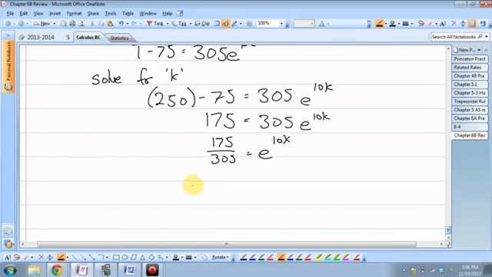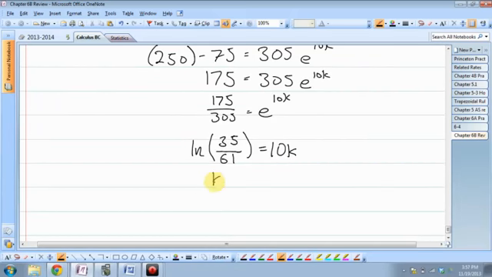Let's take a natural log. Natural log of, let's see, 175. We can divide these by 5, right? Yes. 175 divided by 5 is 35. 305 divided by 5 is 61. That's equal to 10k. And so k is equal to 1/10 the natural log of 35 over 61.